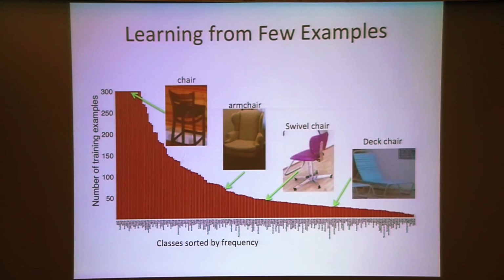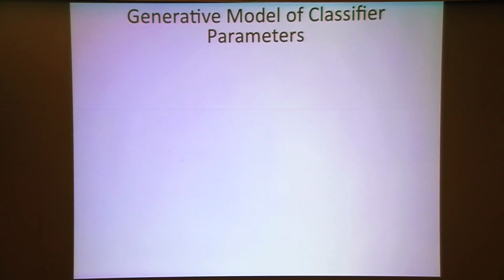Same thing goes for chairs. You might have lots of chairs, but you might only have few deck chairs. And you want to build a system that can recognize deck chairs. And somehow you want to be able to borrow the examples from armchairs and chairs and swivel chairs, right?